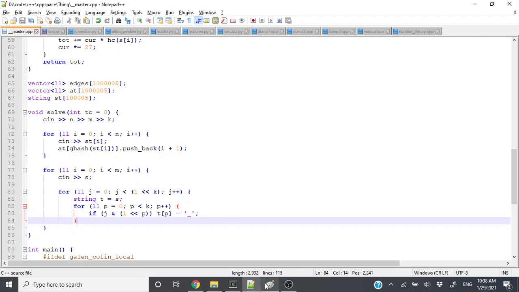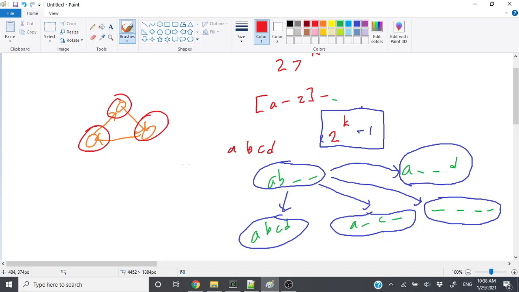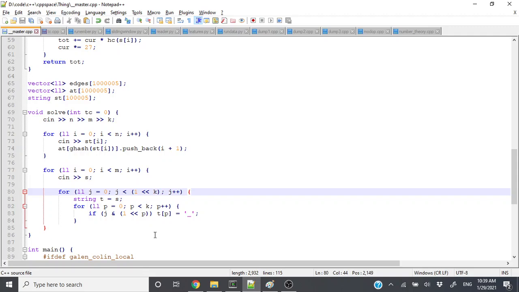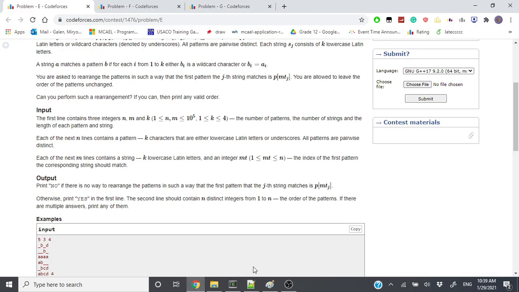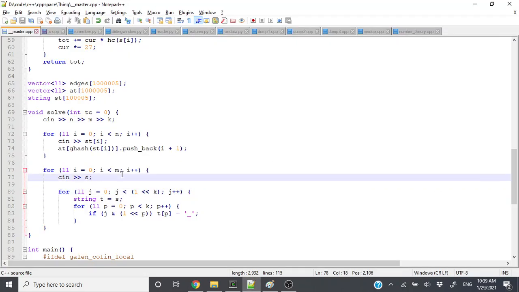So this is some bitwise magic. I'm iterating over the mask here where, for example, if we have a bit mask of four elements, then the ones in the mask tell us which elements to make underscores. So for example, if I do this, then this would become A underscore B underscore, or no, C underscore. And then x.